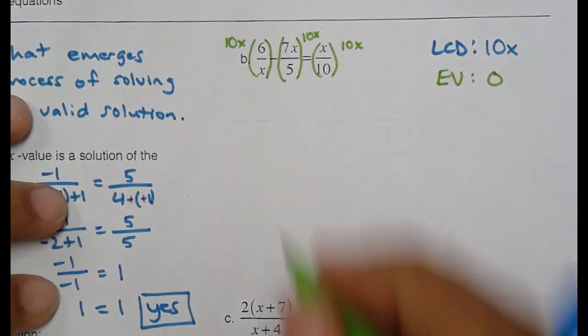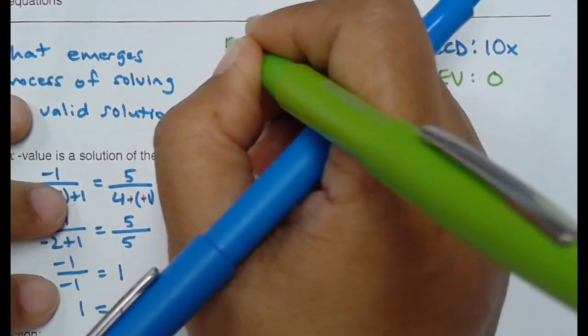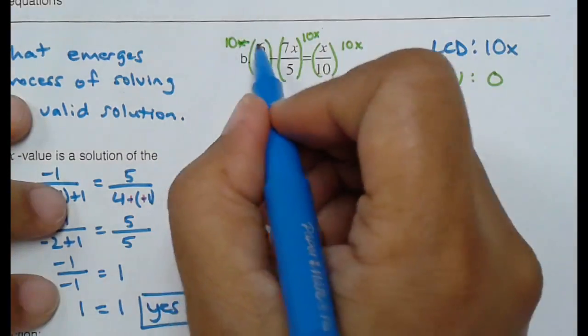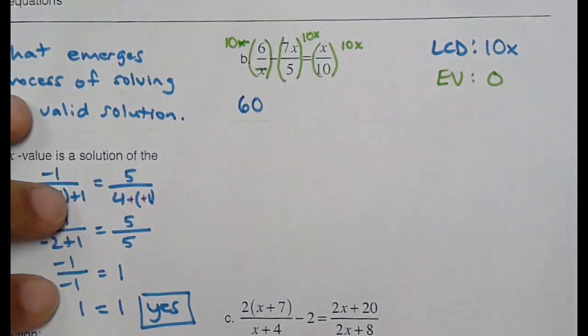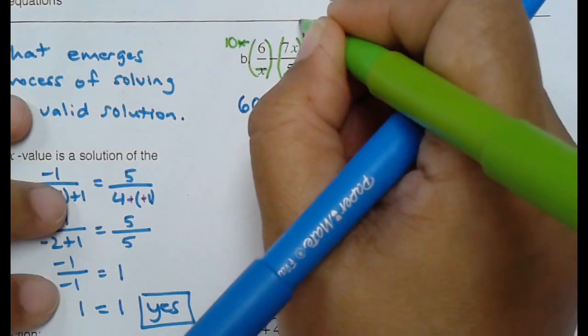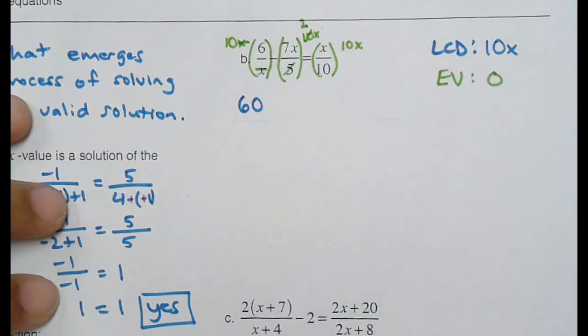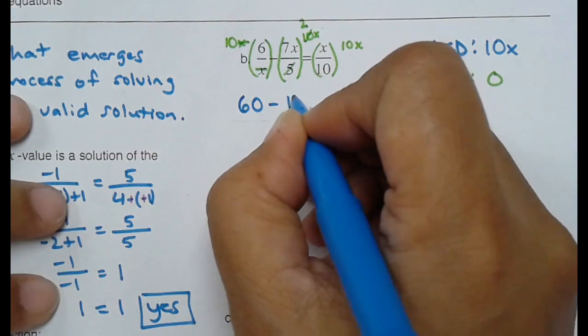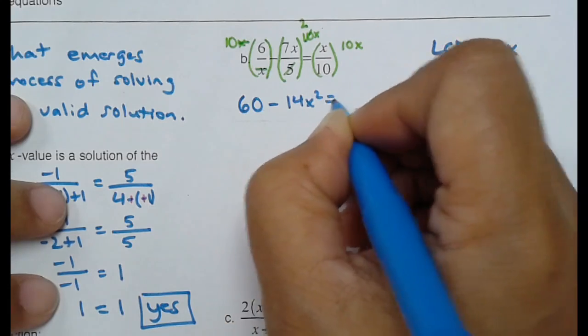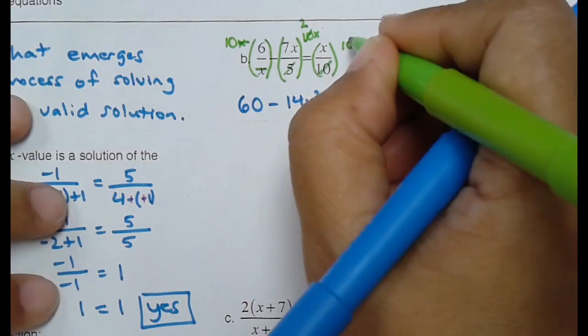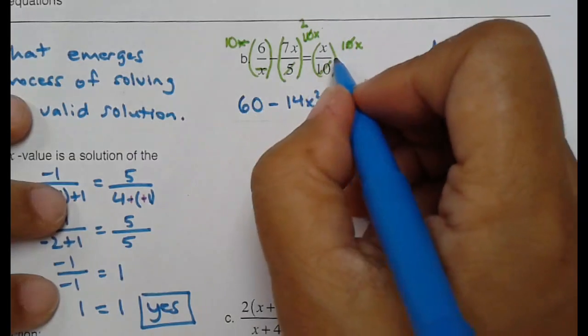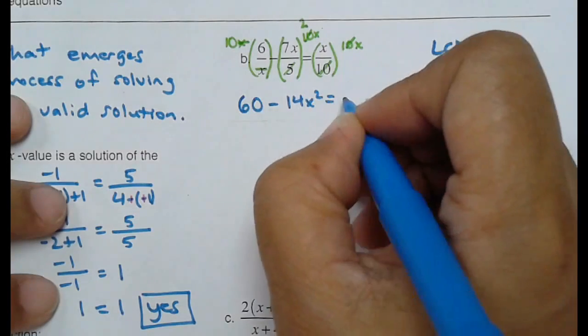All right, let's go ahead and cancel. The x cancels here, but you're left with 10 still there, and 10 times 6 is 60. Over here, 5 goes into 10 2 times. So we have a 7x times 2x, and that's going to be 14x squared. Here, a 10 cancels, and then we have x times x, which is x squared.